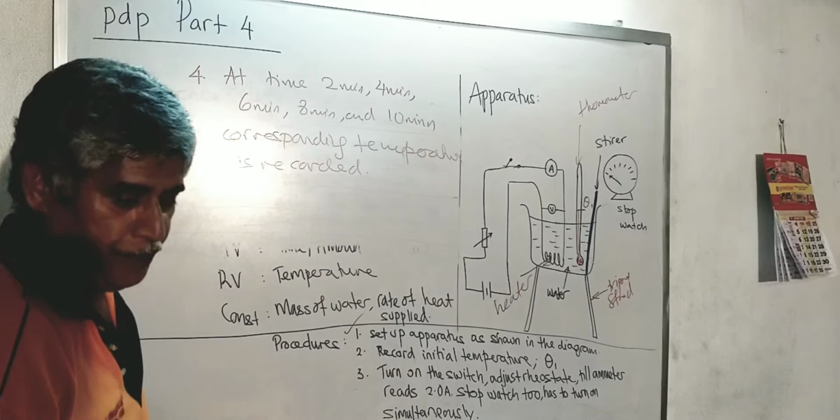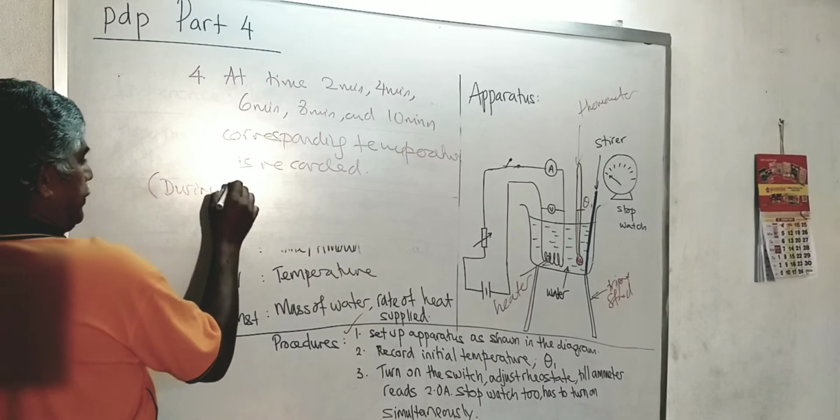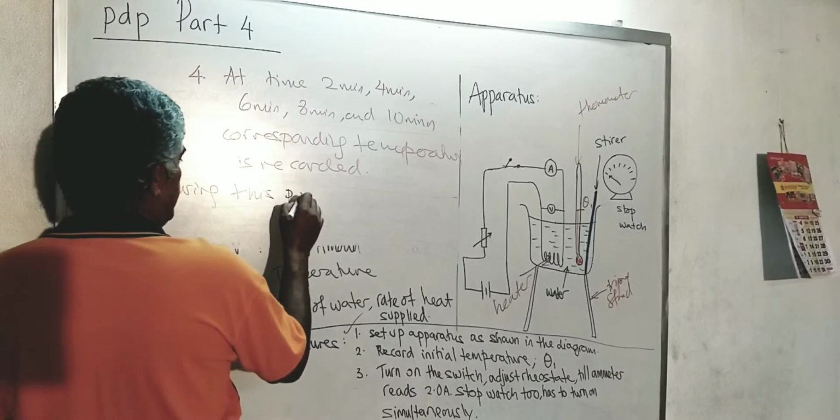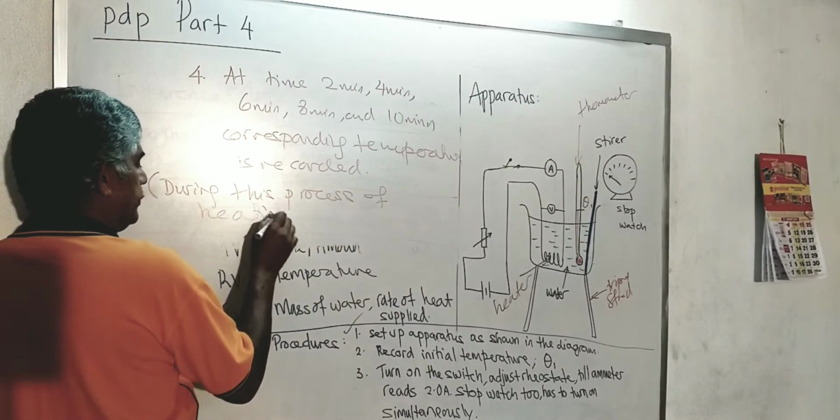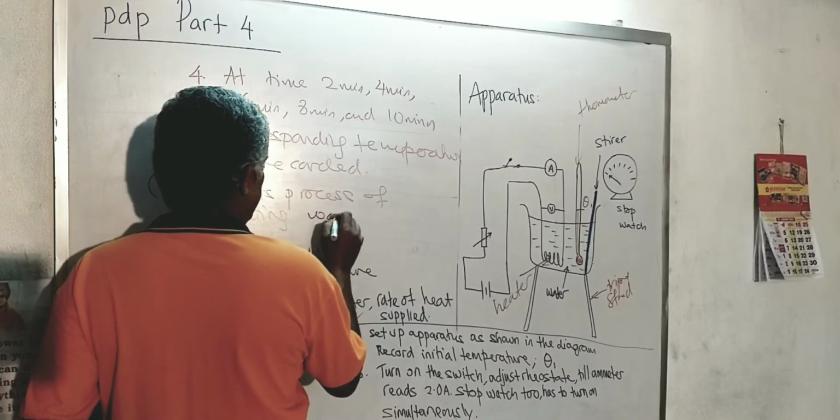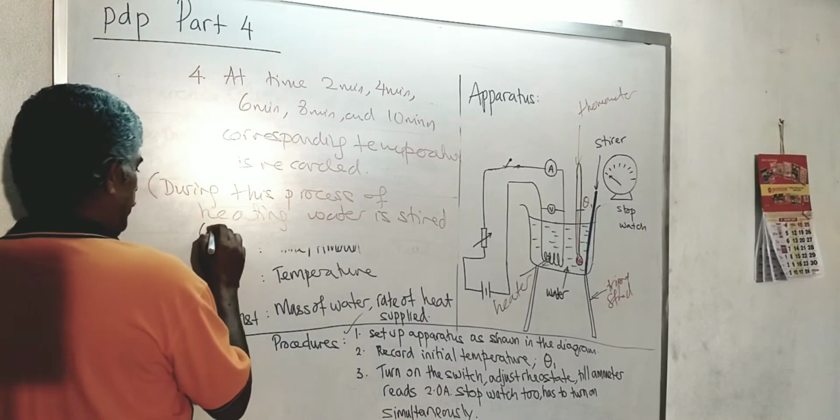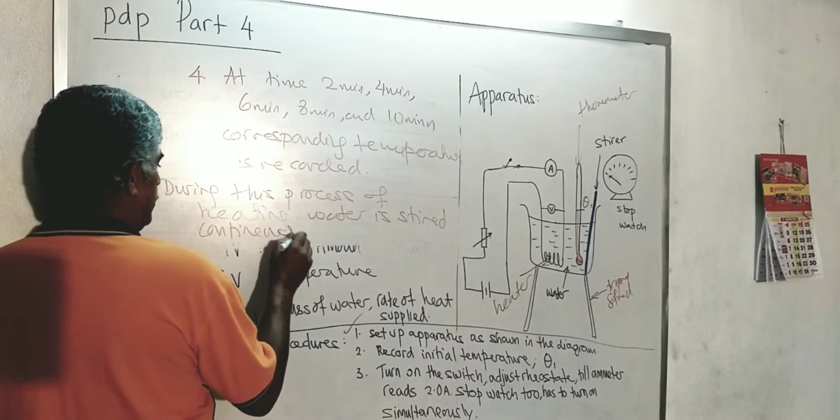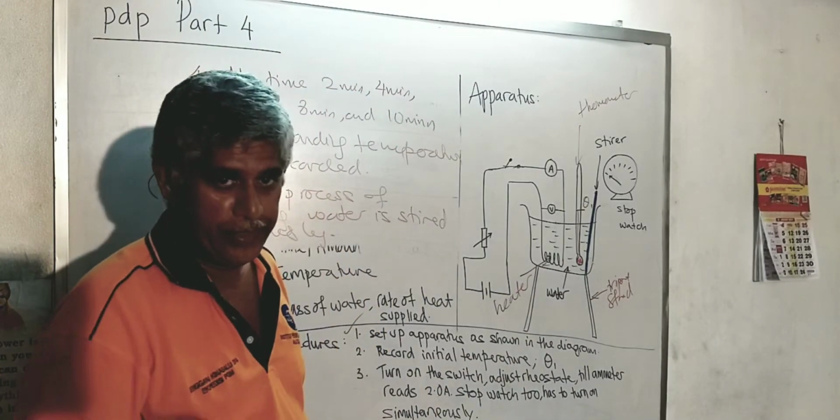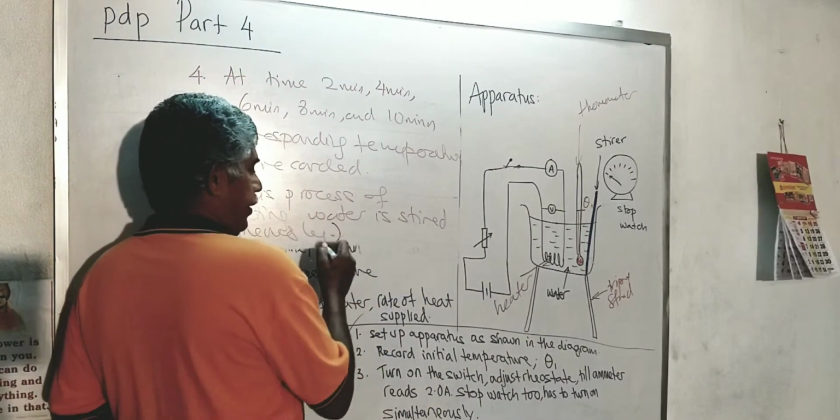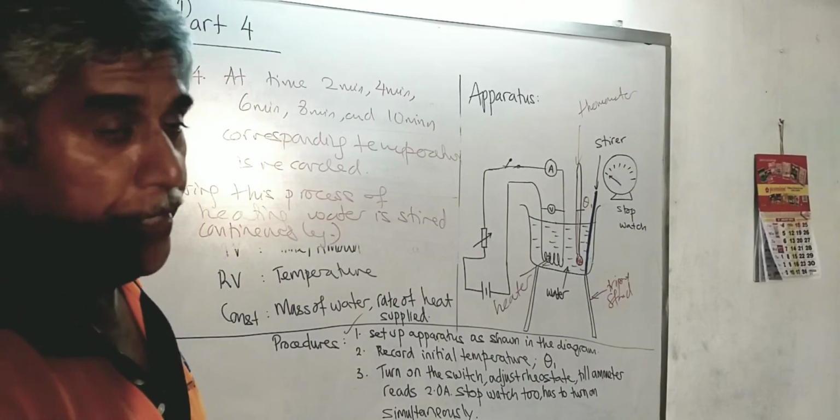So, bracketing, right? During this process of heating, the water is stirred continuously. That means you want to get the temperature even, so you continuously stir before you take the temperature, so that the heat distribution is even and your temperature is quite accurate.